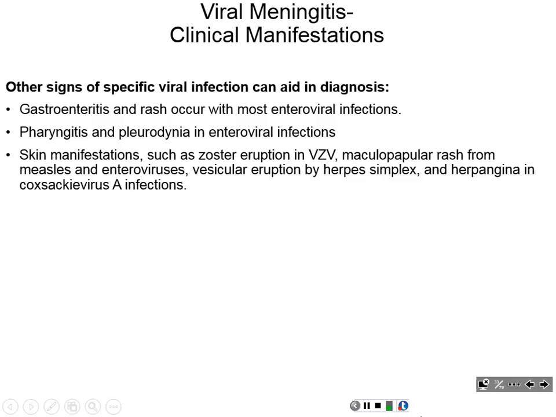Enteroviruses, these are GI viruses mostly. So you might see gastroenteritis or rash, and that would indicate an enteroviral etiology. Again, pharyngitis might indicate an enteroviral etiology. And if you have patients with skin manifestations, right, they come in, they look like they have chickenpox. This might be varicella zoster, so a herpes cause of meningitis.